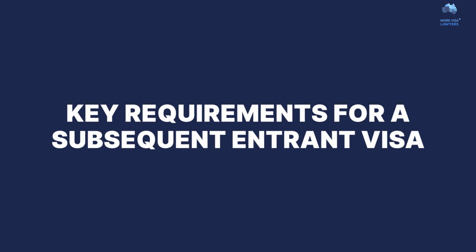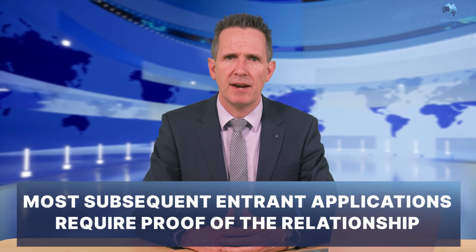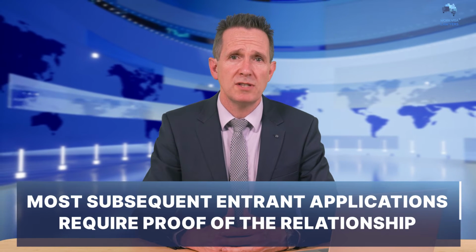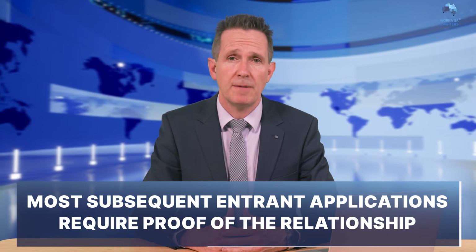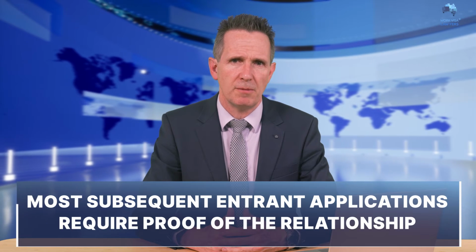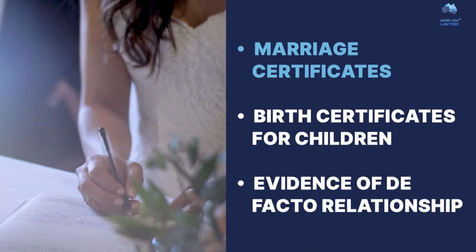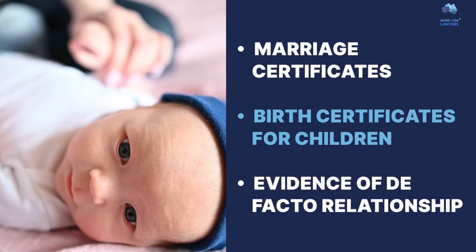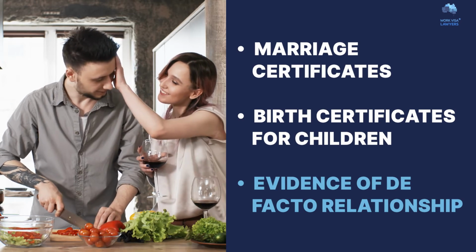Key requirements for a subsequent entrant visa. While the specific requirements may vary by visa subclass, most subsequent entrant applications require proof of the relationship. This could include marriage certificates, birth certificates for children, and evidence of a de facto relationship.